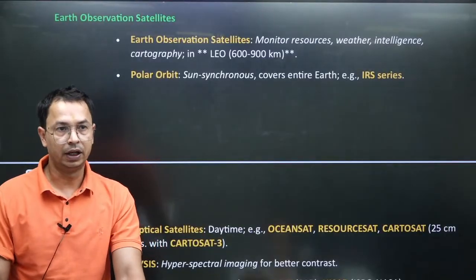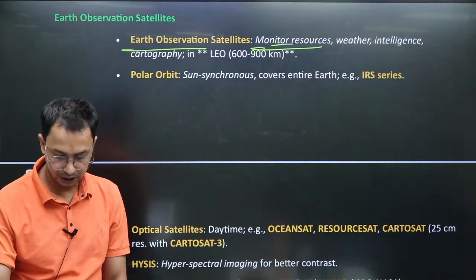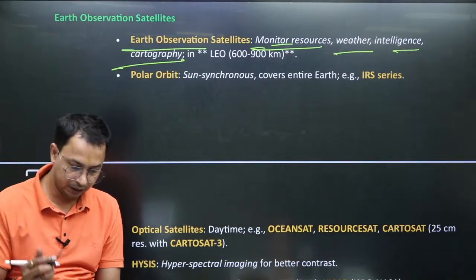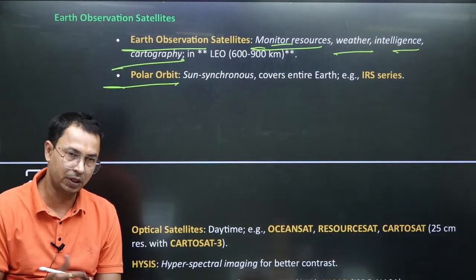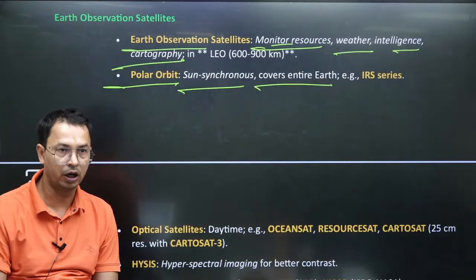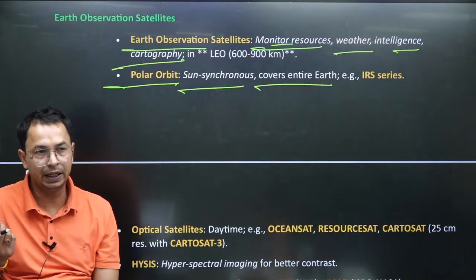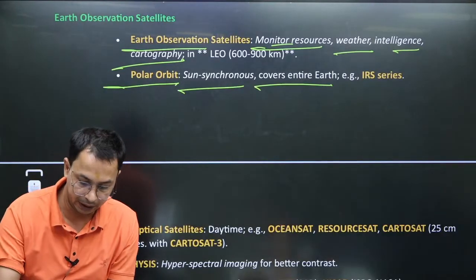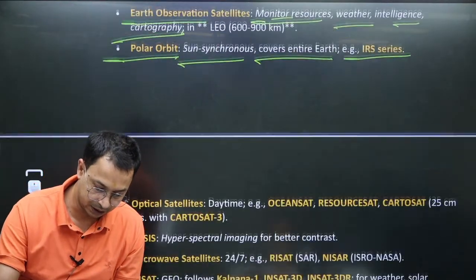And now moving towards the Earth observation satellites. Earth observation satellites monitor resources, weather, intelligence and cartography in low Earth orbit. And this low Earth orbit can be a polar orbit, and in the polar orbit there is a special type, that is the sun synchronous polar orbit. Sun synchronous polar orbit satellites cover the entire Earth. If you want a spy satellite, then that spy satellite is also launched into the sun synchronous polar orbit, and there we have one series, the Indian Remote Sensing satellite series, in the sun synchronous polar orbit.